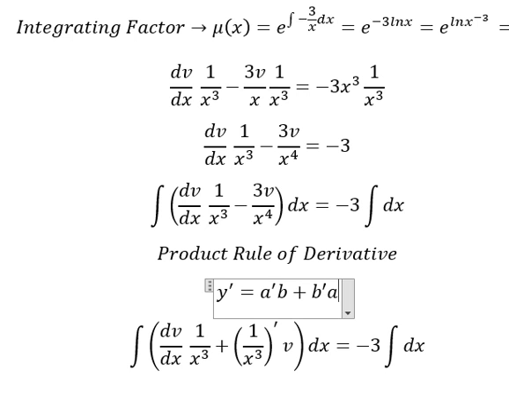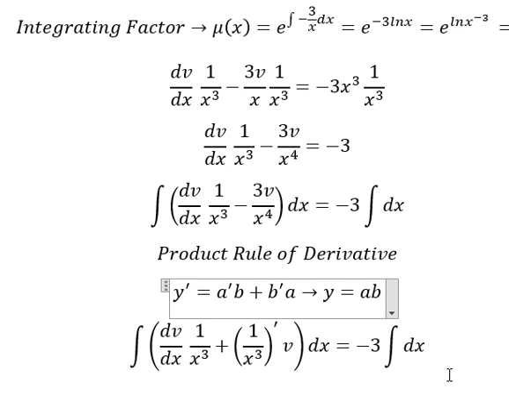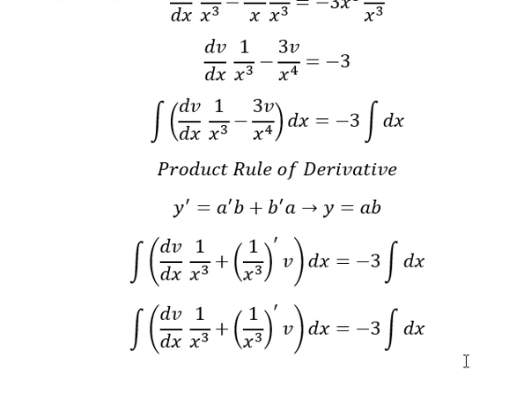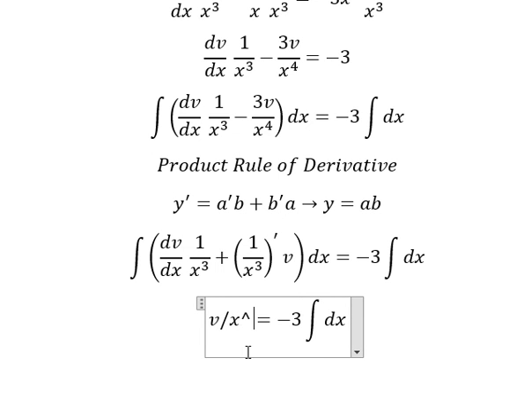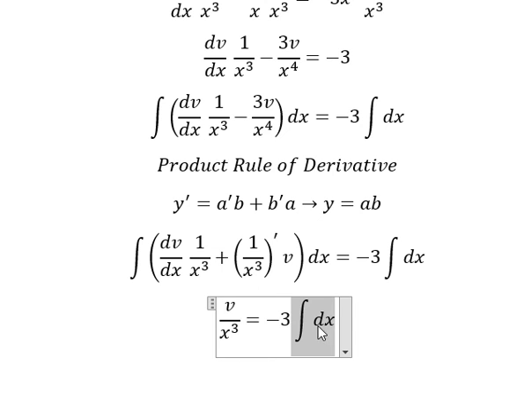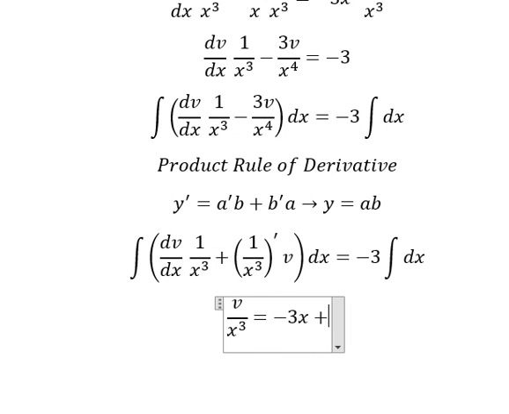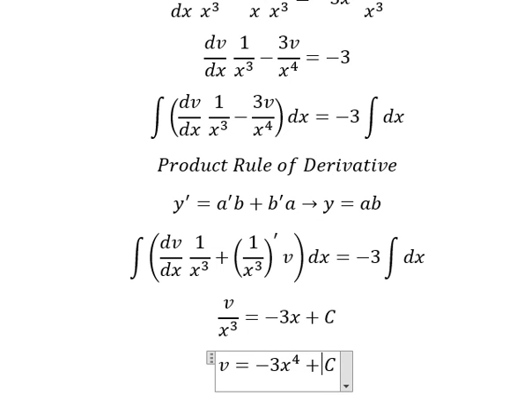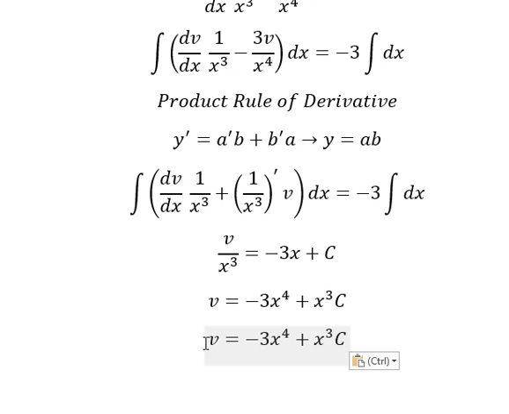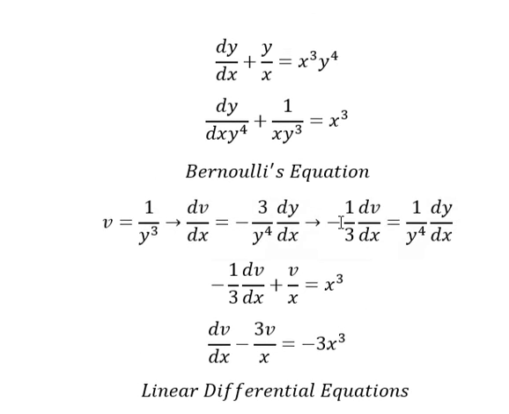So the integration of this one, we have y equals uv. So the integration of that one, we have v over s to the power of 3, this one is s, and I will put c. After that, we multiply both sides by this one. For v, that is this one.